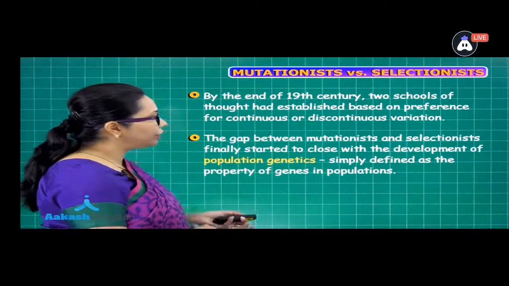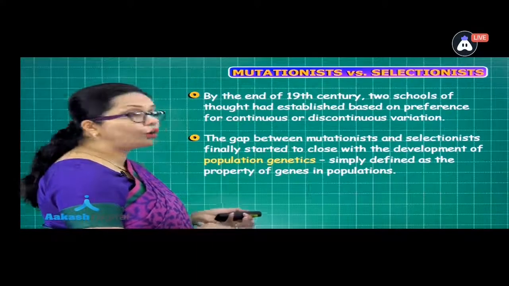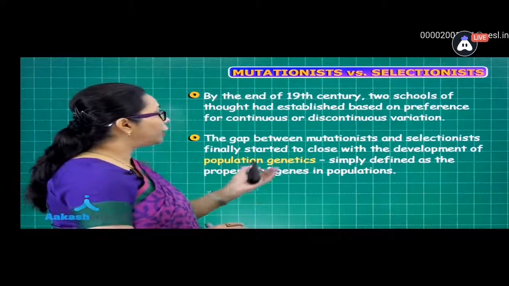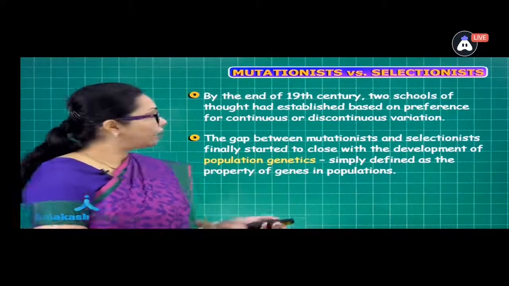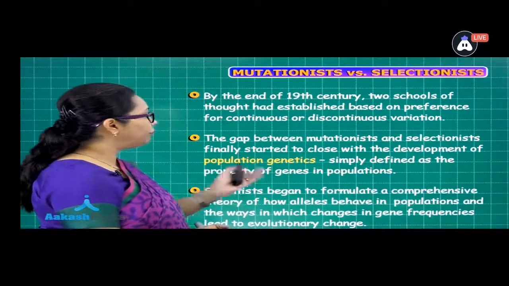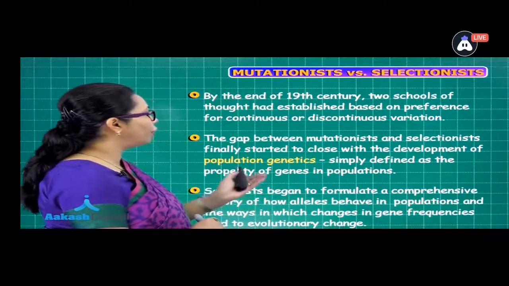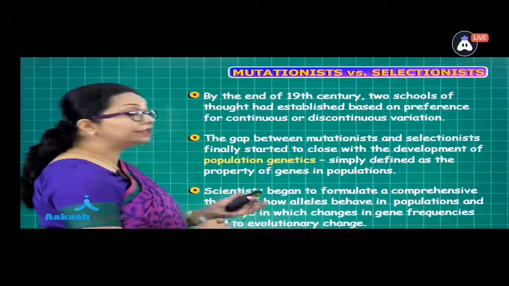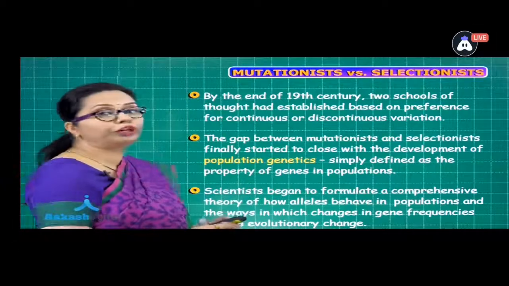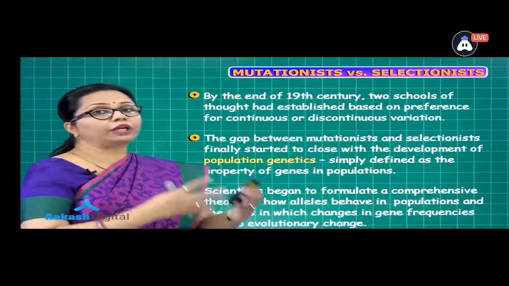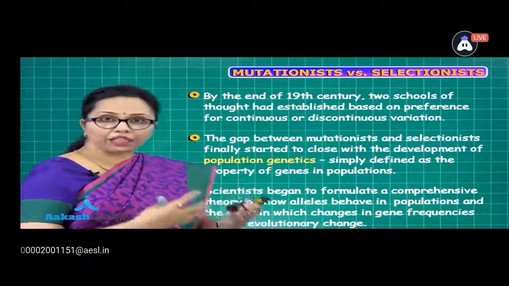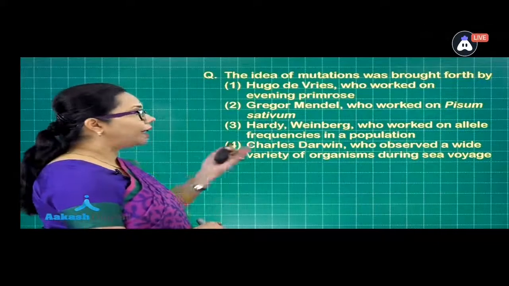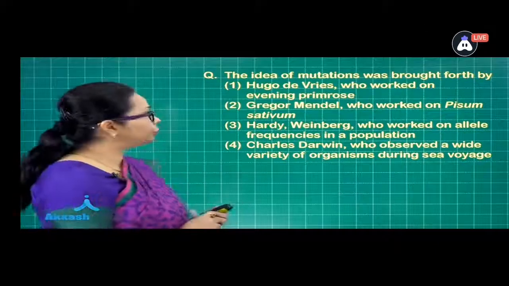The gap between mutationists and selectionists finally started to close with the development of population genetics, that is, the study of the properties of genes in populations. They began to formulate a comprehensive theory of how alleles behave in a population and the way in which changes in gene frequencies lead to evolutionary change. That's how an entirely new theory developed, which would be the last one that we study, but that would be in the next video. And finally, we can conclude with a few questions.